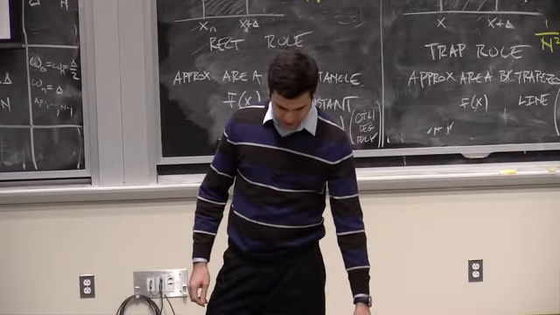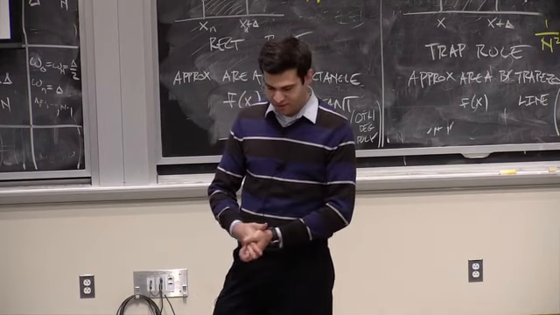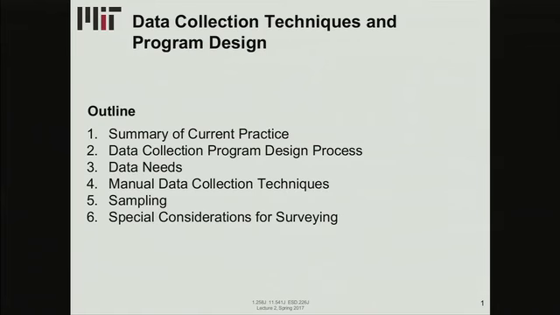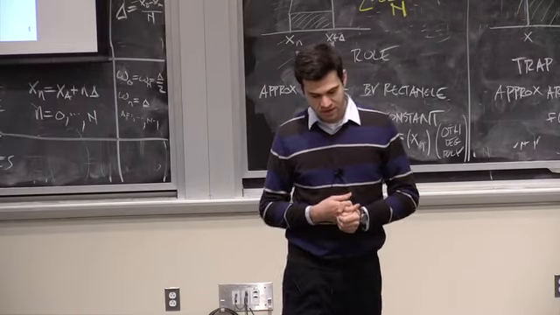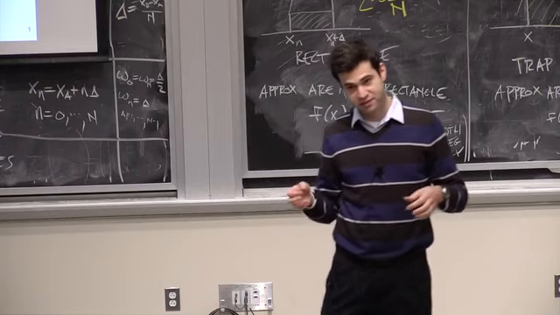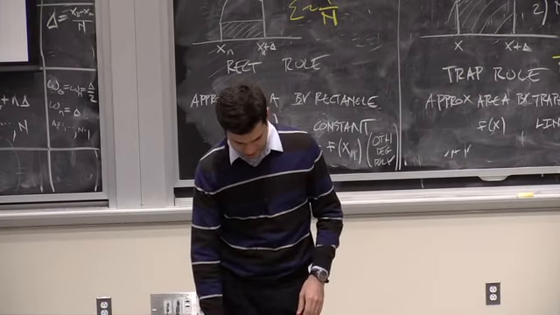Here's the outline. We're going to cover a summary of current practice quite quickly. Then we're going to talk about data collection, program design process, the data needs, the techniques for data collection, and the sampling. We're going to get into the details of how we create sample sizes. And we're going to finish with special considerations for surveys and surveying techniques.